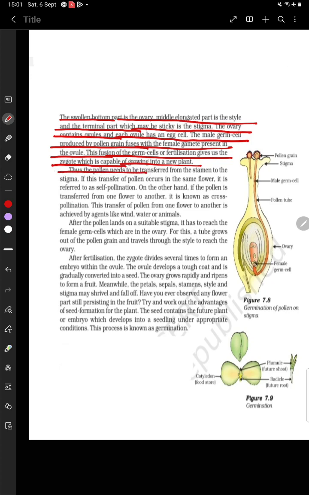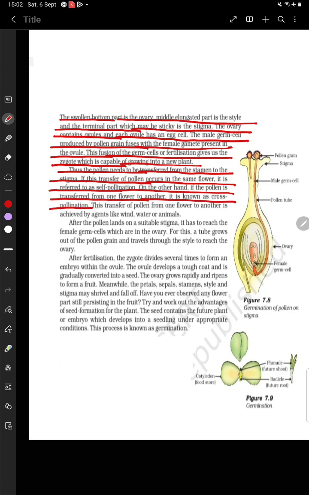Thus, the pollen needs to be transferred from the stamen to the stigma. If this transfer of pollen occurs in the same flower, it is referred to as self-pollination. On the other hand, if the pollen is transferred from one flower to another, it is known as cross-pollination. This transfer of pollen from one flower to another is achieved by agents like wind, water, or animals.